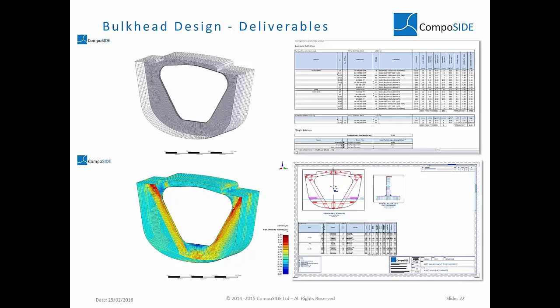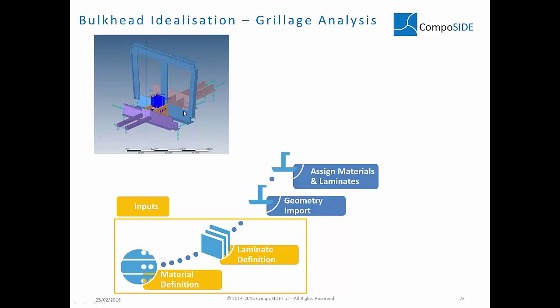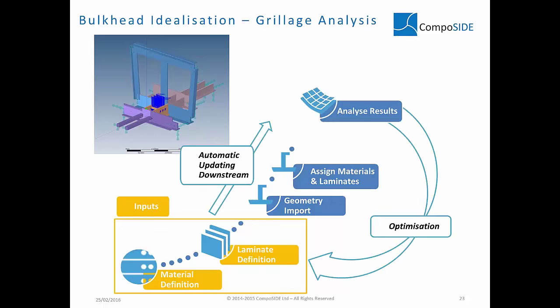Okay, so you don't have to do a bulkhead design all in shells. You can create a frame model. As you can see here, this was about a 116-foot boat. Same process: we have our materials, we have our laminates defined. We can import the geometry. As you can see in this example, it's all done with beams. Assign the materials and laminates. Analyze the results, optimize, the results automatically update, and then we have our documentation.